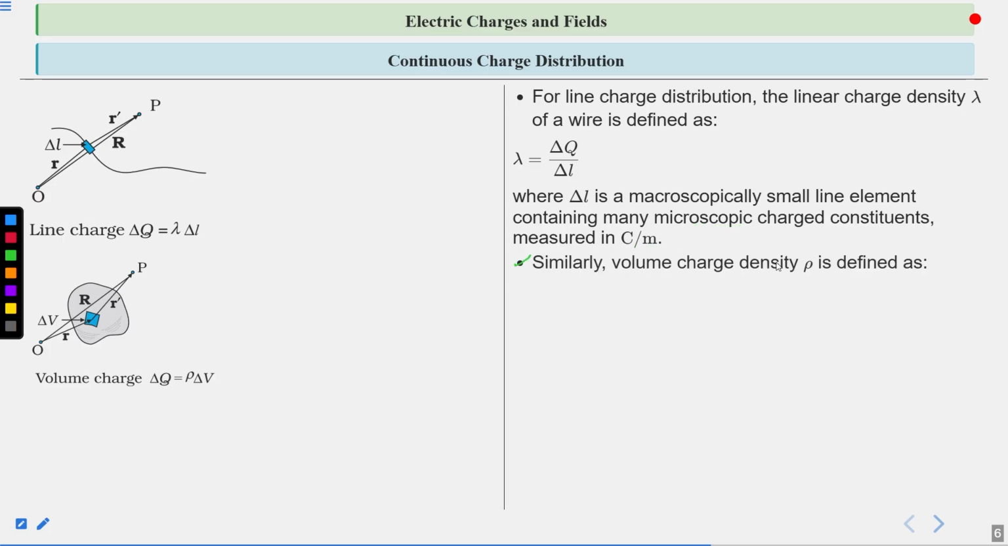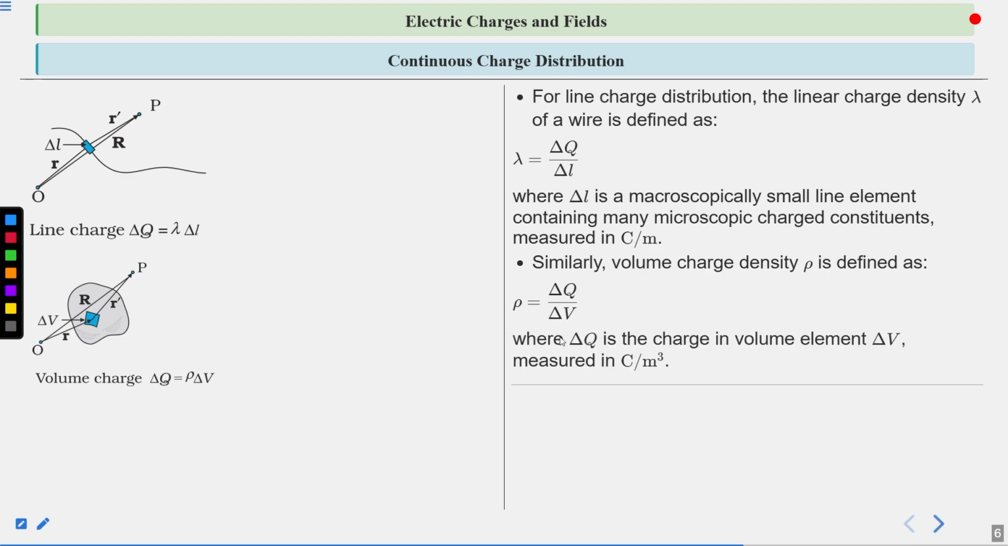Similarly, volume charge density rho is defined as delta Q divided by delta V. So this is the representation of volume charge distribution, where delta Q is the charge in the volume element and delta V is the volume element where charges are spread in this region. Yes or no?